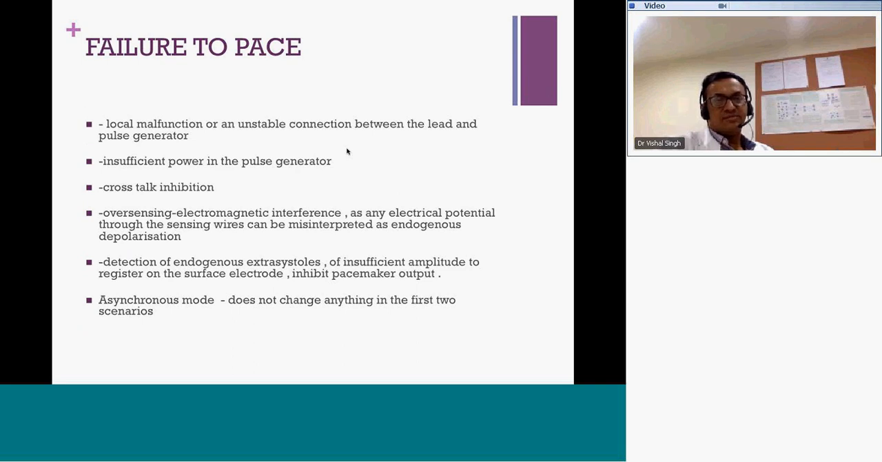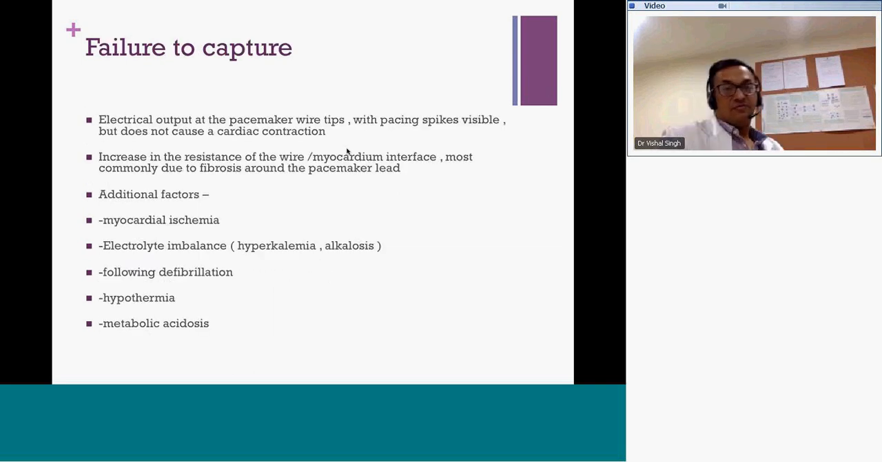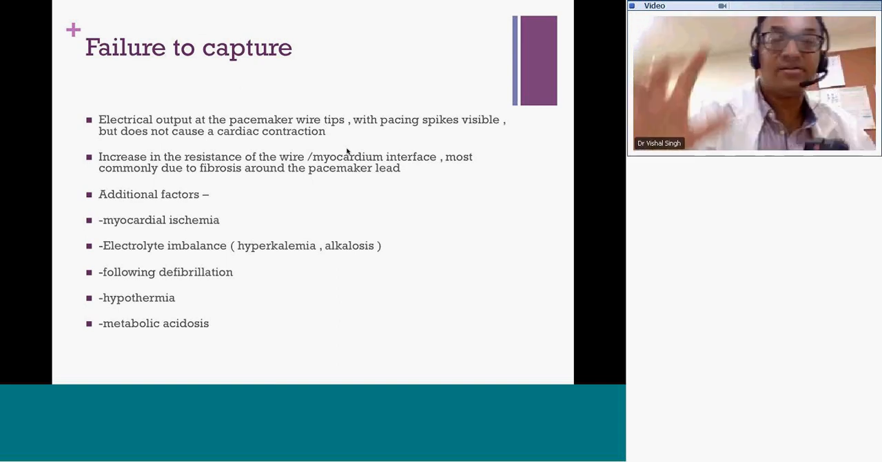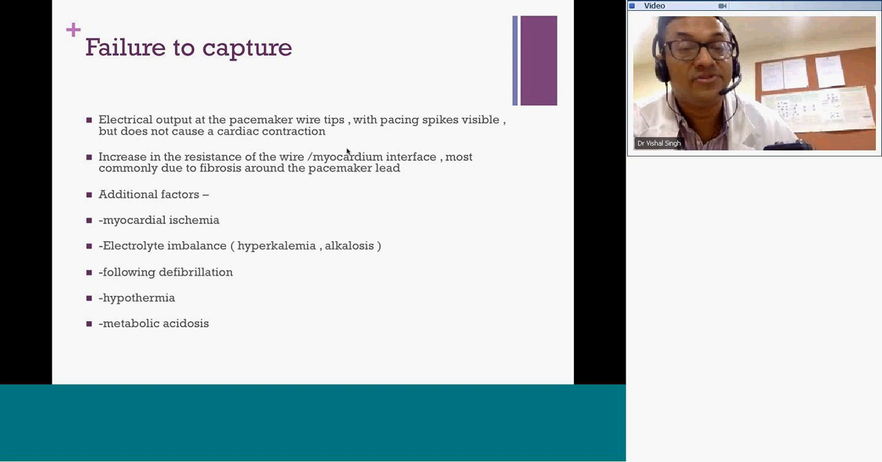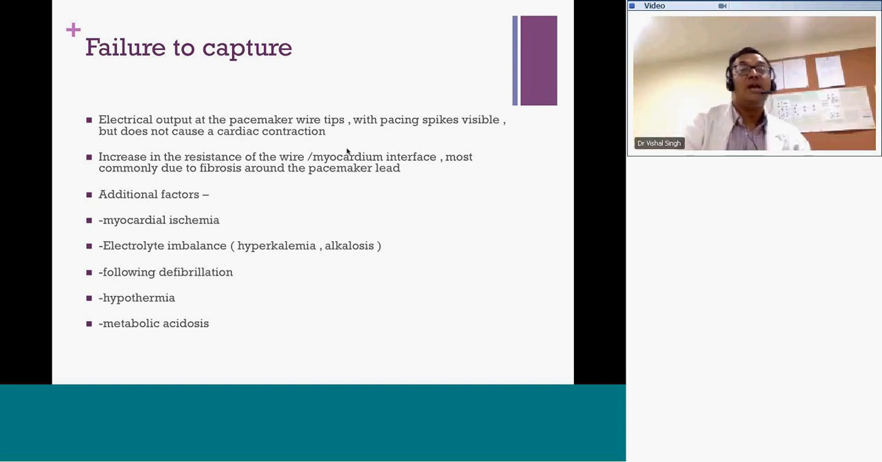Let's discuss the entire thing. Failure to capture. Failure to capture is when you have an electrical output at the pacemaker wire with pacing spike visible but it does not cause a cardiac contraction. This could be because of the increase in the resistance of the wire-myocardium interface, most commonly due to fibrosis around the pacemaker lead, which occurs in the later part of the first week after surgery.